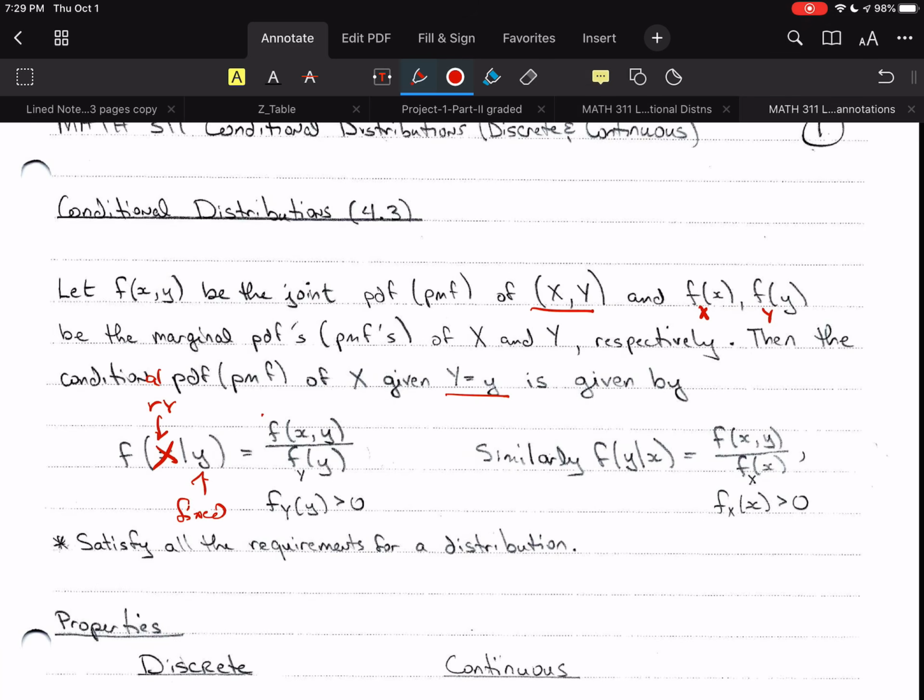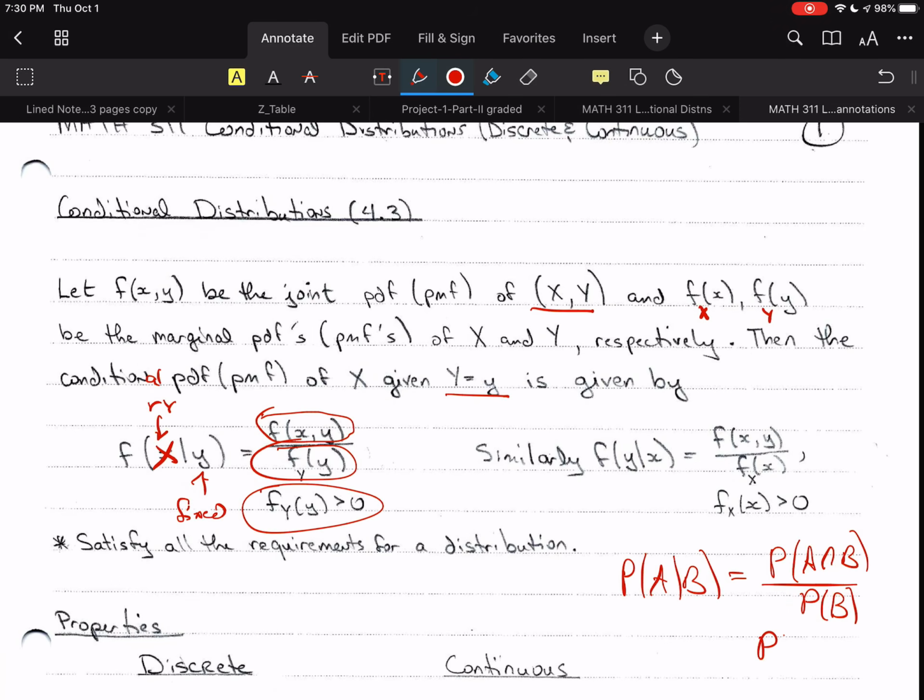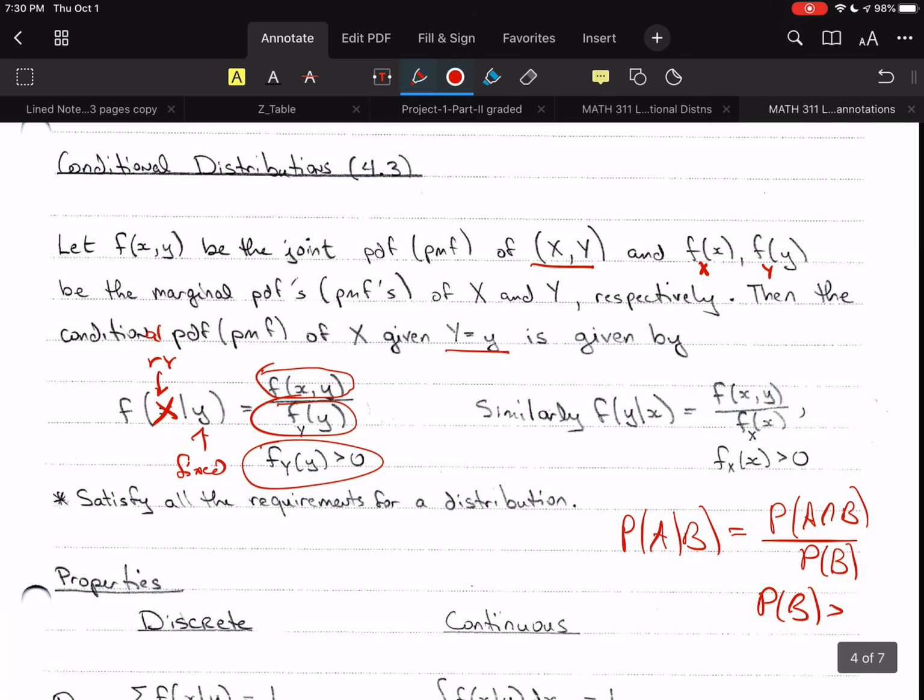So that is just like the conditional probability of A given B was the probability of A and B over the probability of B. Well, we have the same form here. So we have the PDF or PMF of f of x and y over the PDF or PMF of f of y. Of course, f of y has to be greater than 0. Here, the probability of B had to be greater than 0. Similarly, we are going to define f of y given x as f of x and y over f of x. And again, f of x has to be greater than 0.